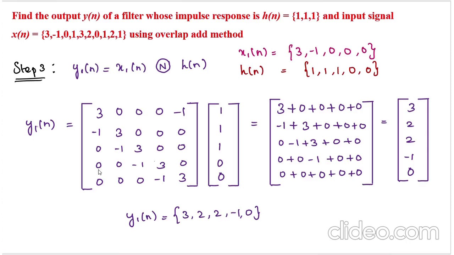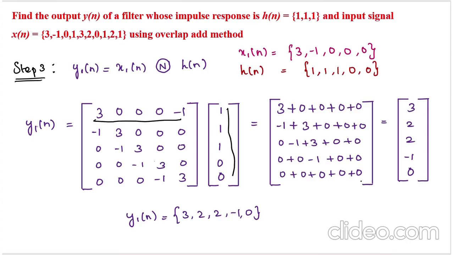Now coming to the fourth row, 0 into 1 is 0, 0 into 1 is 0 again, minus 1 into 1 is minus 1, 3 into 0 is 0, 0 into 0 is 0. Now coming to the last row, 0 into 1 is 0, 0 into 1 is 0 again, 0 into 1 is 0 again, minus 1 into 0 is 0, and 3 into 0 is 0. This is just a normal matrix multiplication where you will multiply each and every row with this column.